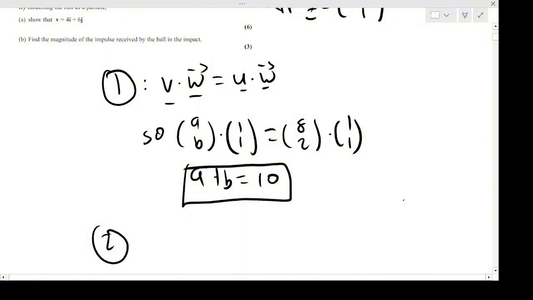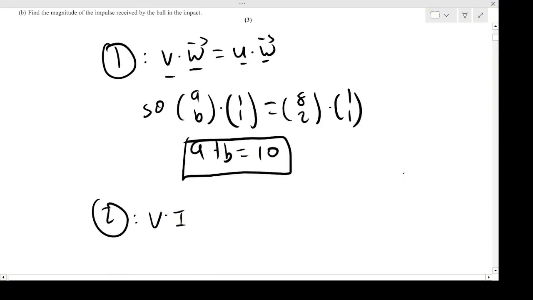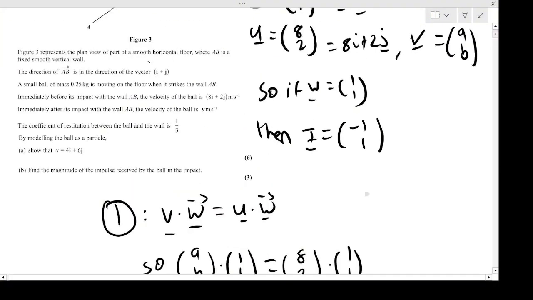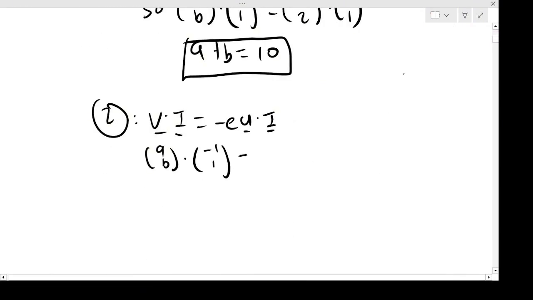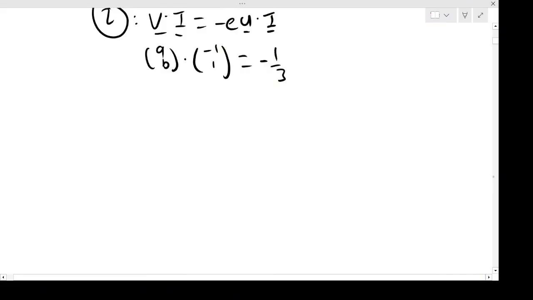Then the second equation, well, this is now saying V dot I is going to be minus E U dot I. Okay, so that's going to be again AB for V, and then I, a direction vector we said was -1 1. Okay, so I'm going to sub that in. That's going to be minus E, which was a third, I believe. The E is a third, the coefficient of restitution. And that's going to be U, which is again 8 2 dotted with -1 1 for I. Okay.